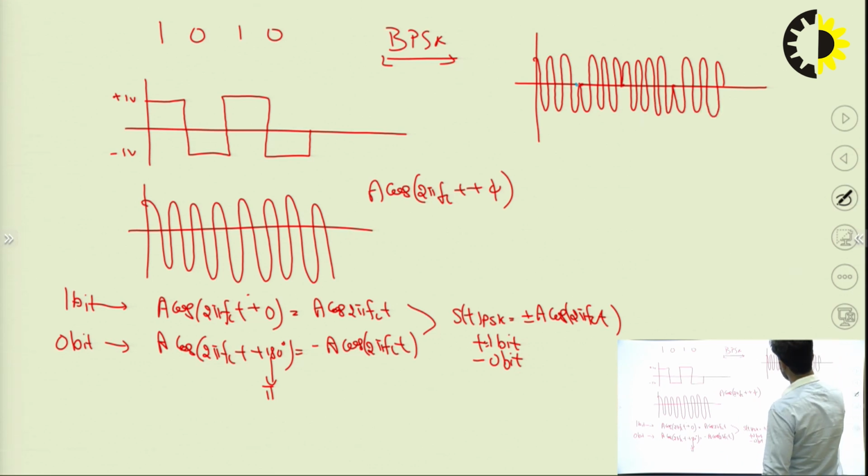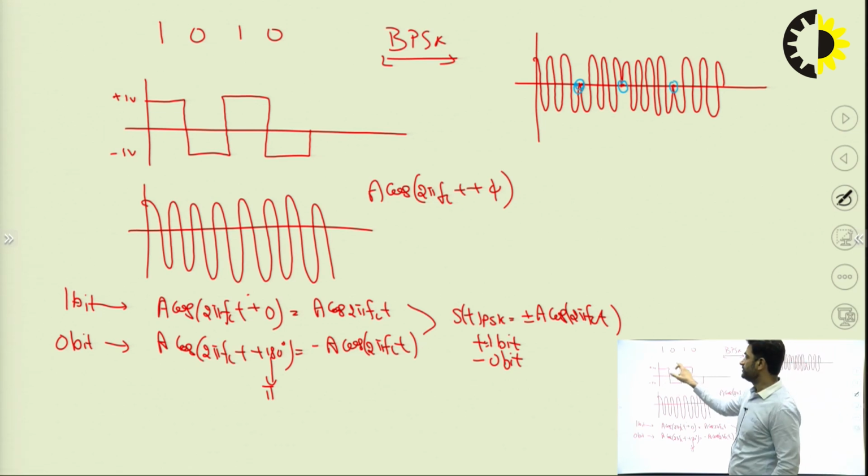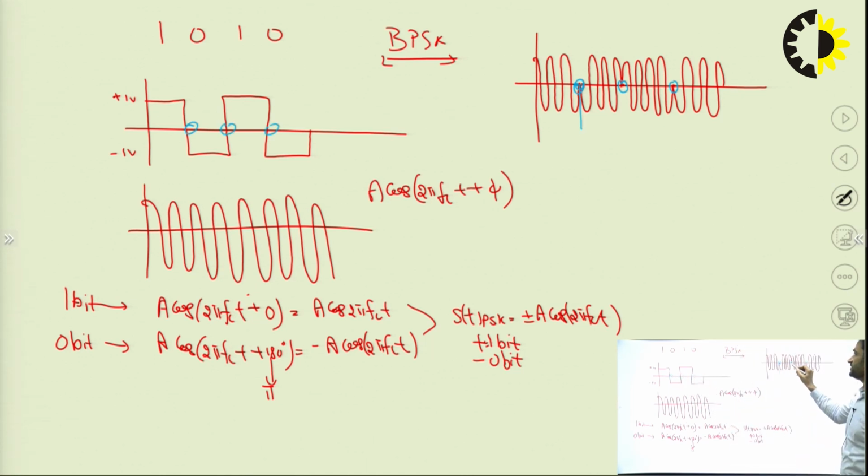Now at this point you can see the phase is changing because of the transition of 1 to 0, 0 to 1. At this point, this point, this point, you can see one phase shift is there, one phase shift is there, one phase shift is there. This is the PSK, binary PSK.